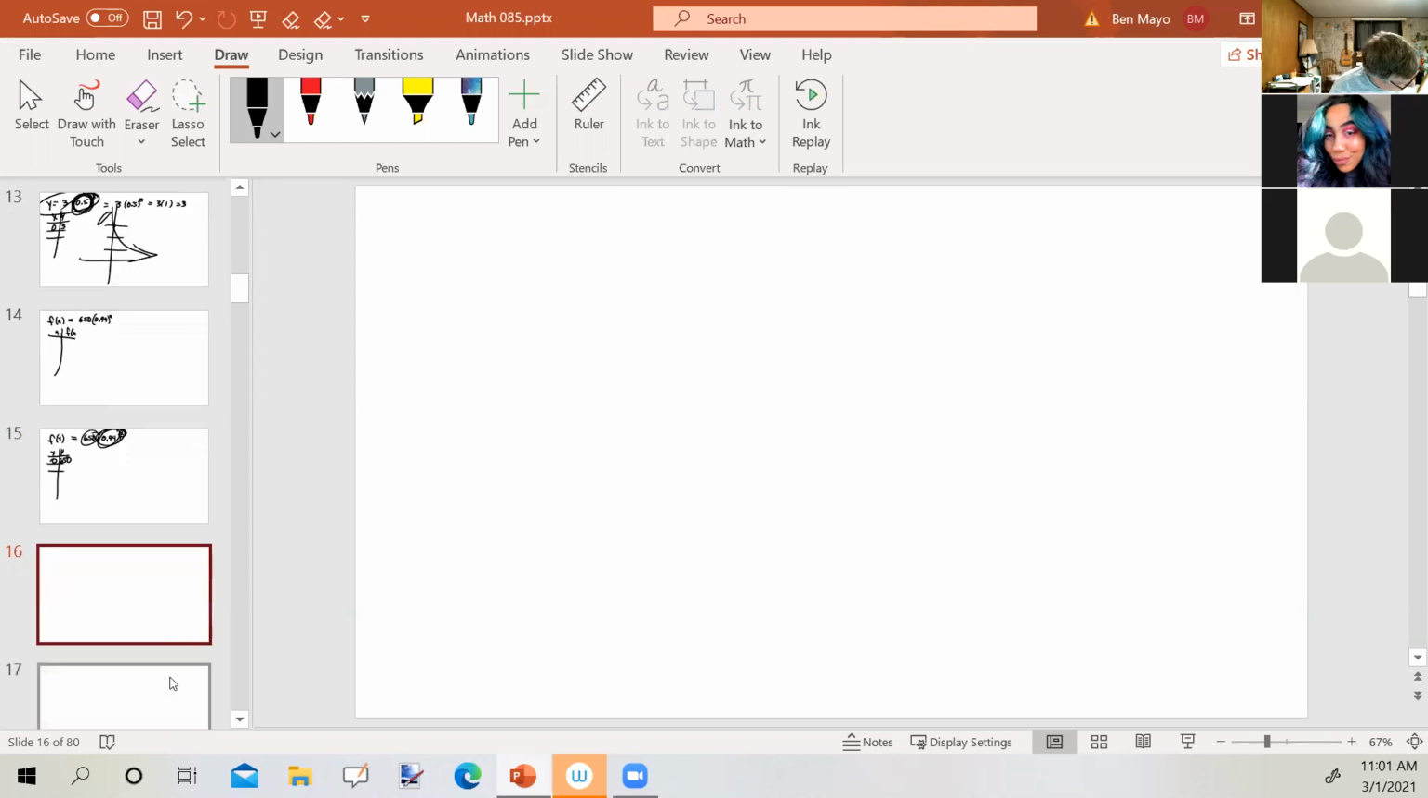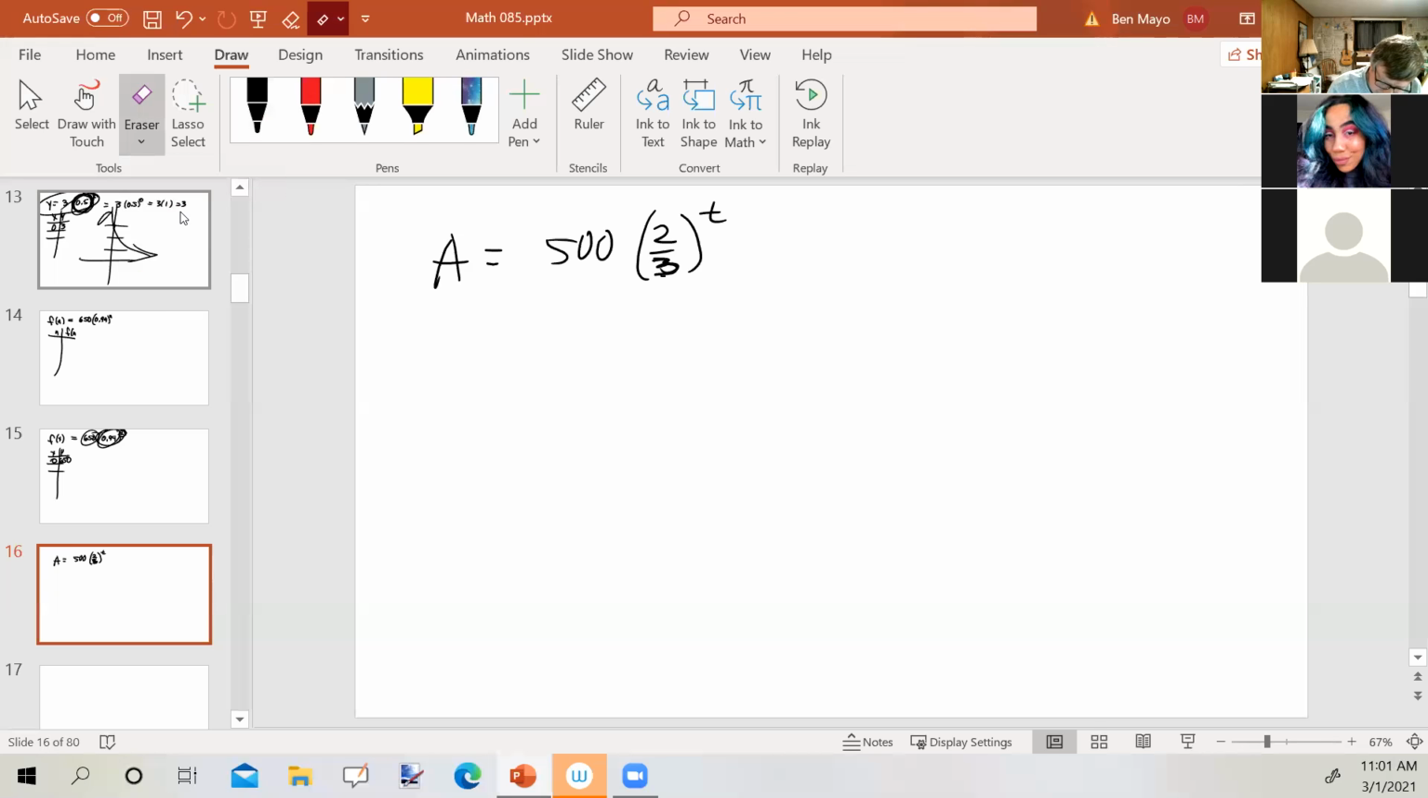Let me ask you this. A equals 500 times 2/3 to the t power. This is a population of some substance. How much is there to start with at the beginning of time? If we're starting with x being 0, it would be 1. Oh, wait, 500, right? 500.